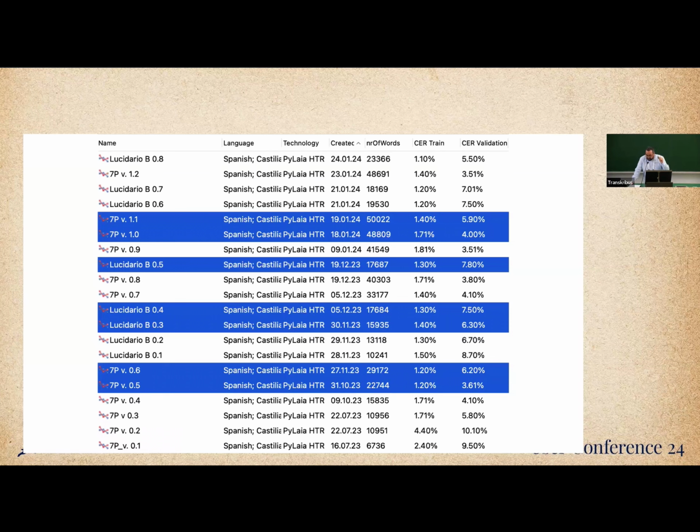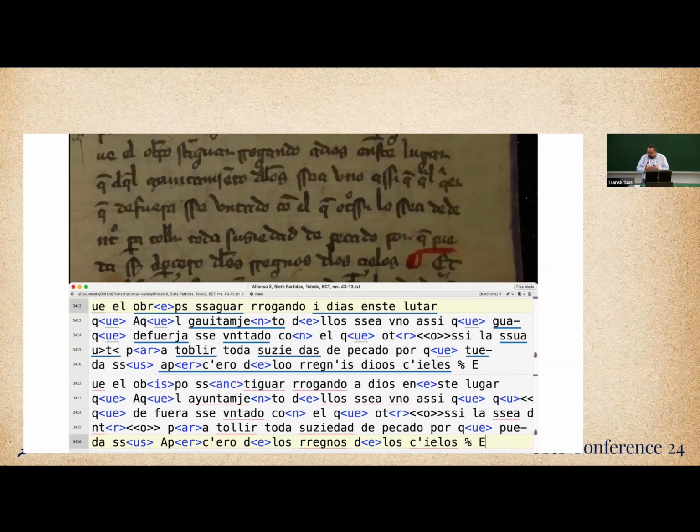So I wanted to go back and explain why the increase in CERs. If we see the model 0.6 Lucidario, up to 0.5, there's a mistake. This first one, there's a jump, and it had catastrophic results. And this is the transcription that happened. Everything highlighted is a mistake. What happened? There was a new scribe, so we had to account for a second scribal hand.